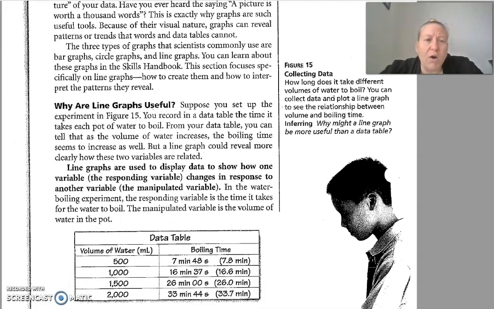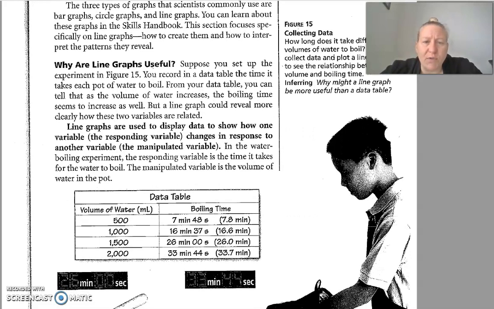Okay. Why are graphs useful? Suppose you set up the experiment in figure 15. You record the data table, the time it takes each pot of water to boil. From your data table, you can tell that as the volume of water increases, the boiling time seems to increase as well. But a line graph could reveal more clearly how these two variables are related.